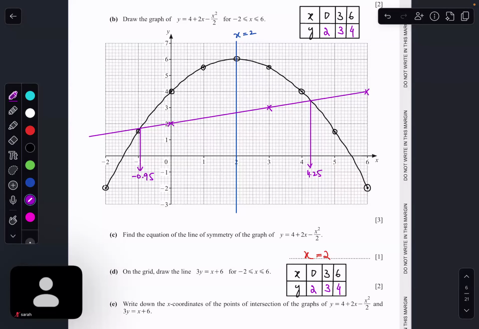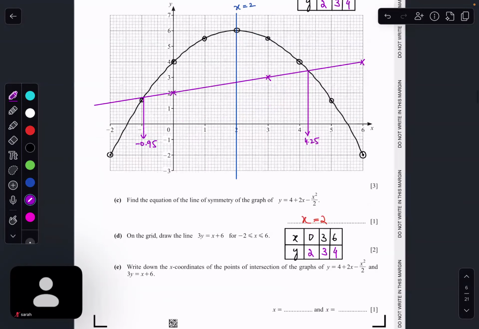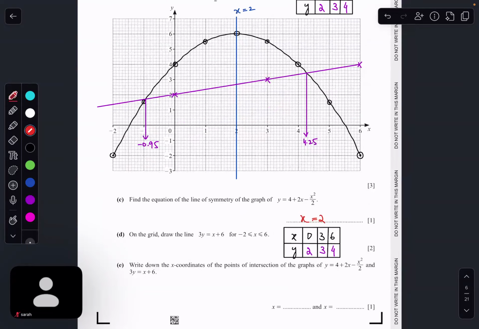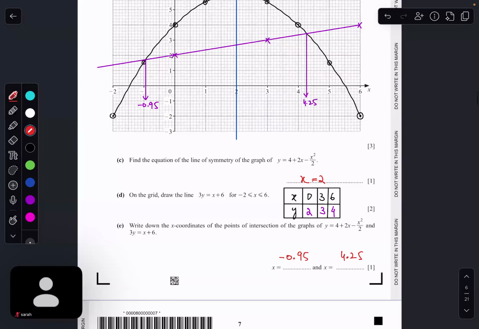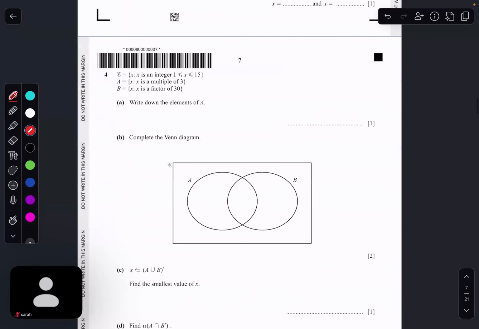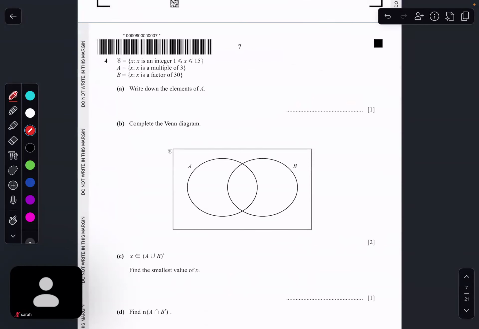Wait, it's not opening. So your value should be somewhere around negative 0.95. I'm going to share the range as well, according to the marking scheme: 0.95 and 4.25. Is there anyone whose values are other than this, like a big difference? No? Okay.